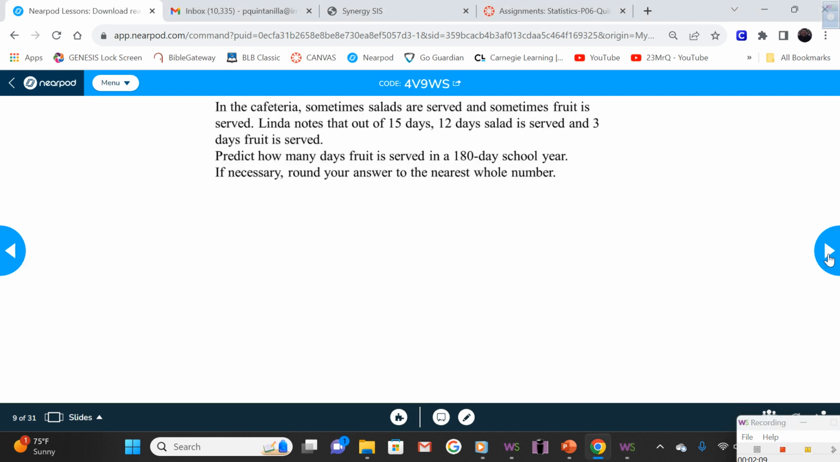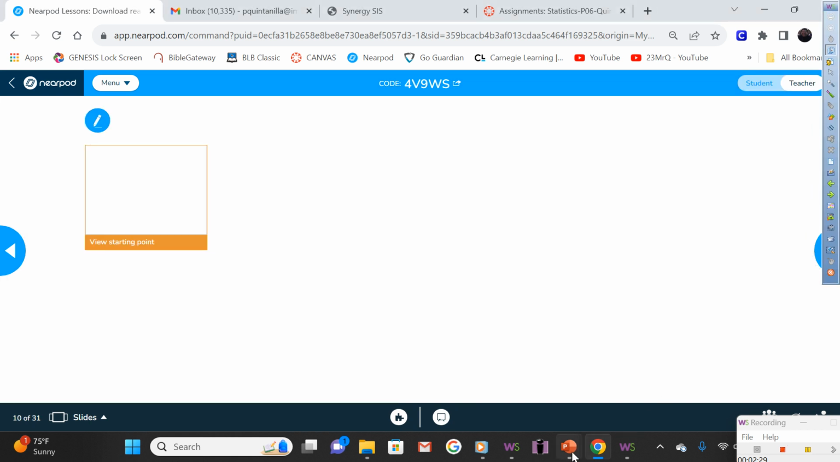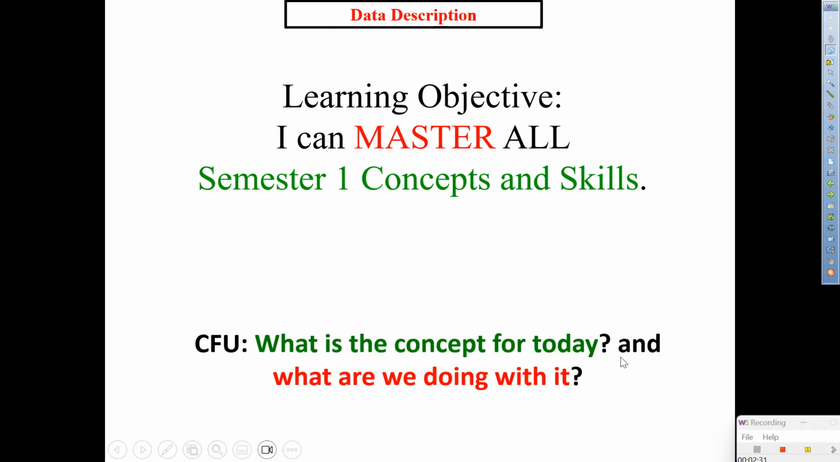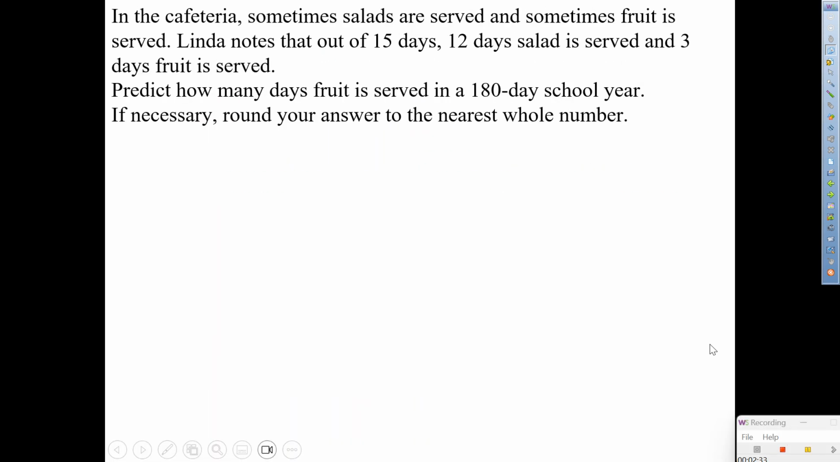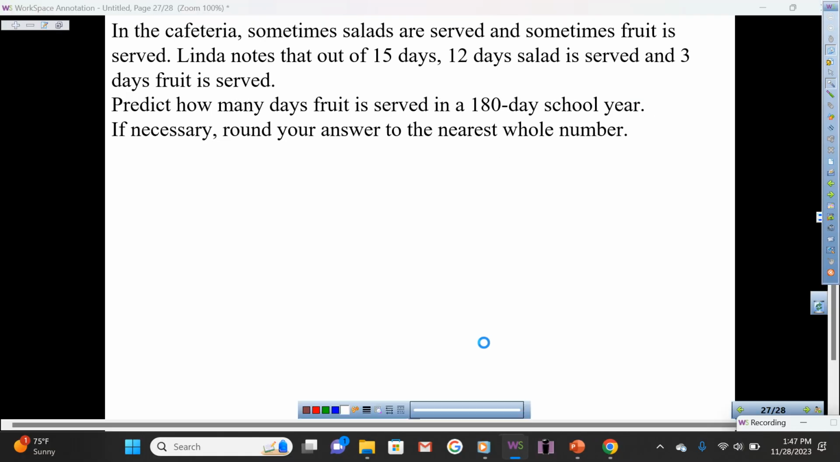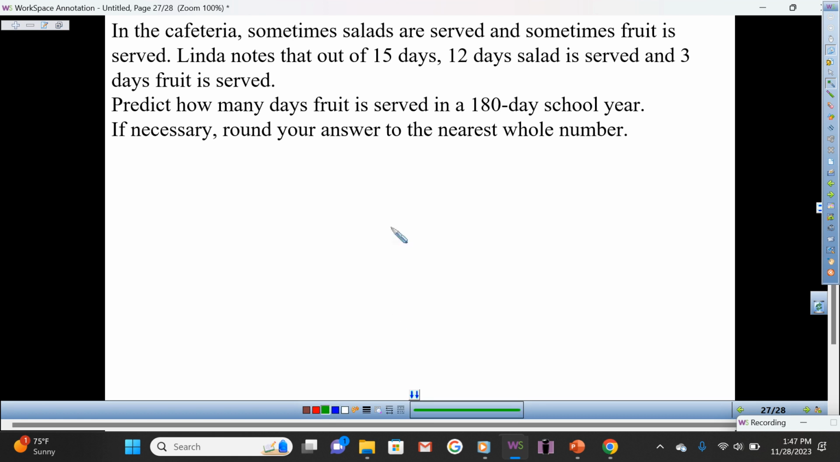Number 1 reads, in the cafeteria, sometimes salads are served and sometimes fruit is served. Let me forward that screen to you. All right, so let's put in some practice. Underline salads in green and fruit in red.